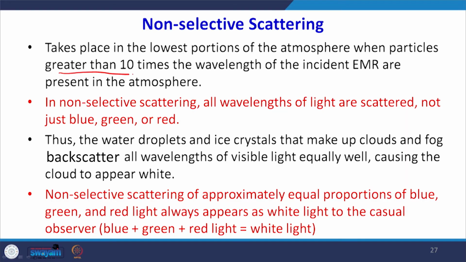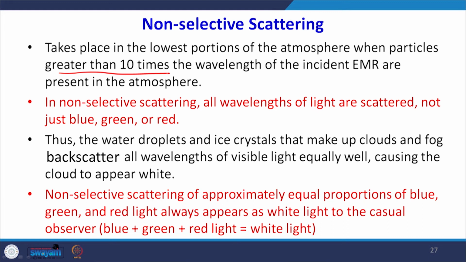The third kind of scattering is non-selective scattering. This non-selective scattering takes place in the lower part of the atmosphere, and the particle size is much bigger, usually 10 times or more the wavelength of the incident electromagnetic radiation, which is.